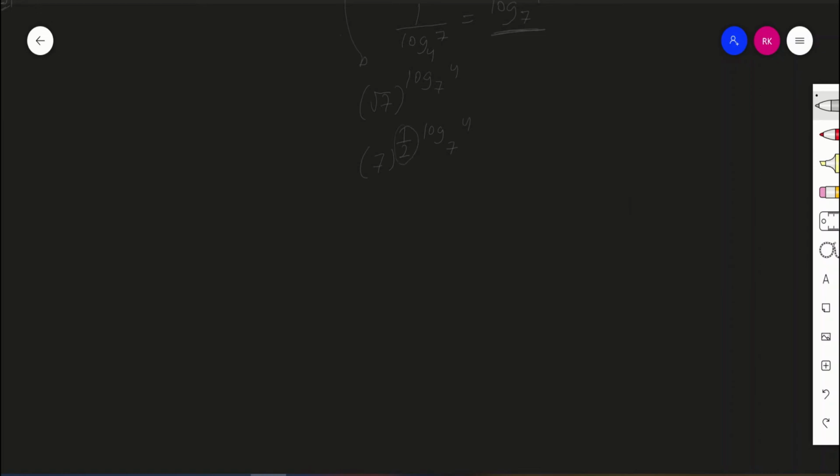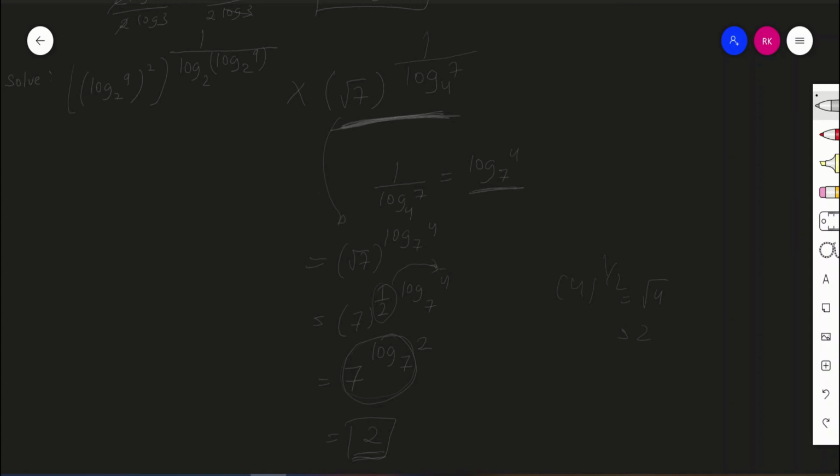So this half I'm going to pass to this 4. So what is going to return? 7 raised to log 7 of the square root of 4, 4 raised to the power half. That's the square root of 4, which is 2. So 2, and this with this I will be getting 2. So this part is returning me 2.